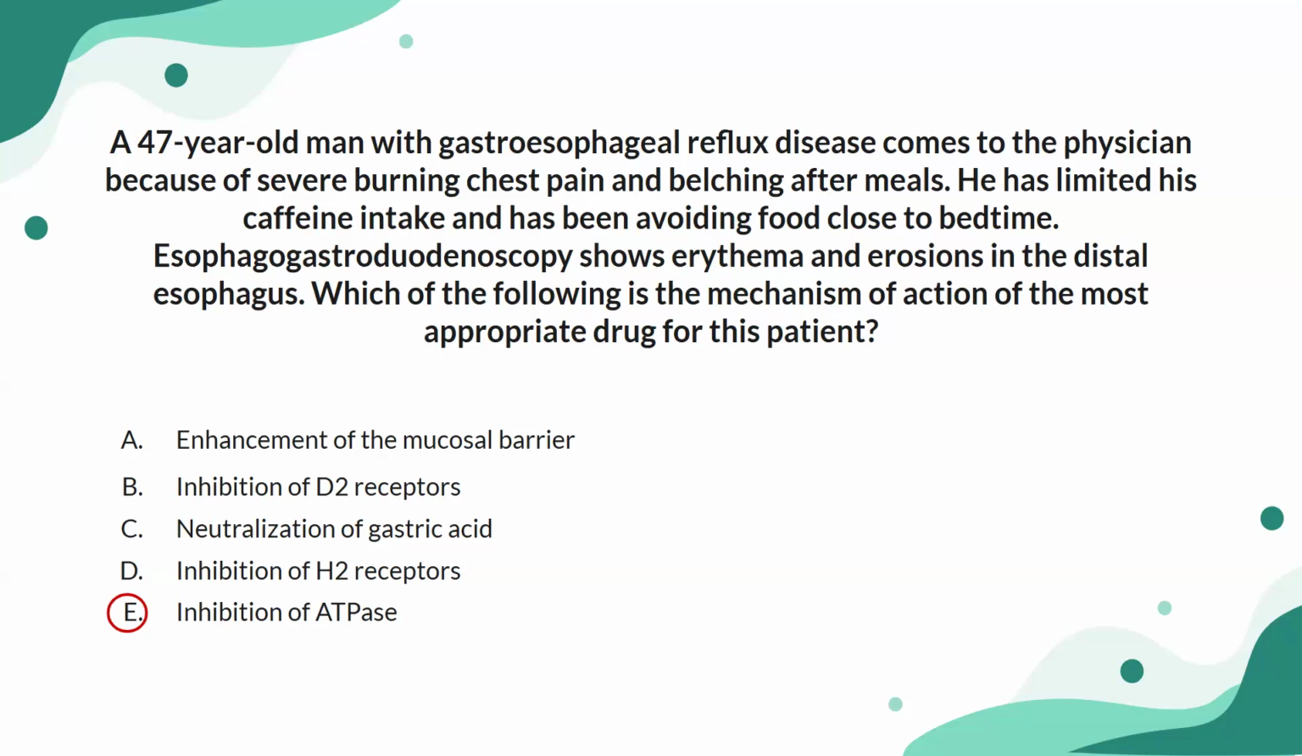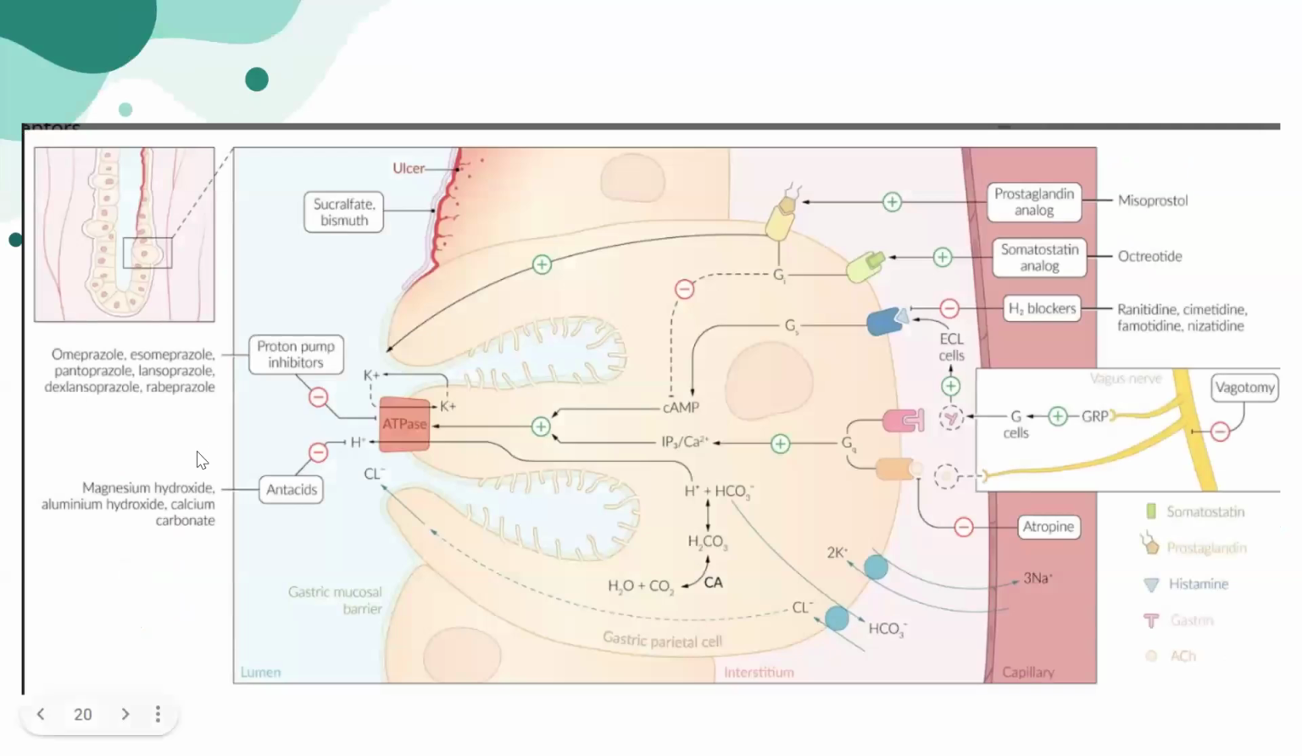Neutralization of the gastric acid, that's antacids, and antacids don't really do the job fully. And antacids are preferred for mild to moderate anyways. Inhibition of H2 receptors, antihistamines, once again are preferred for mild to moderate GERD. But this patient has severe GERD, and antihistamines are not first line anyways. They're preferred to be second or third line. So inhibition of the ATPase is the most likely answer.